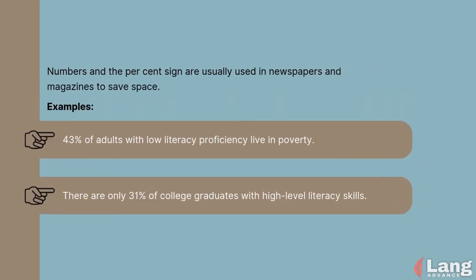Numbers and the percent sign are usually used in newspapers and magazines to save space. Examples: 43% of adults with low literacy proficiency live in poverty. There are only 31% of college graduates with high-level literacy skills.